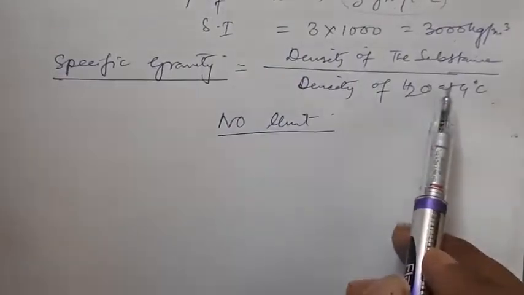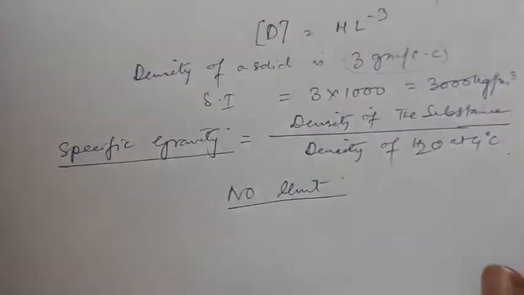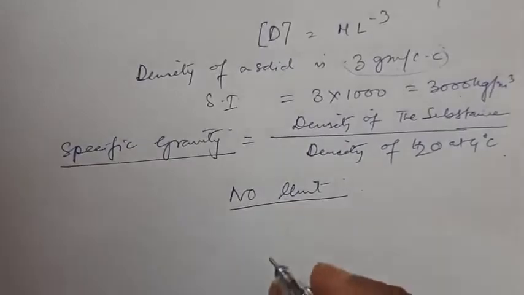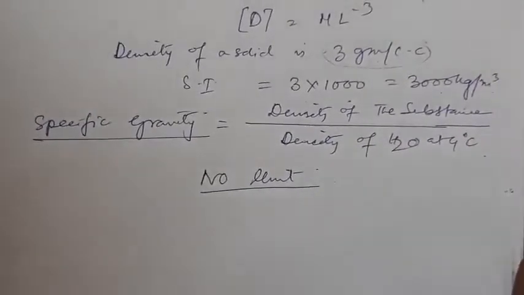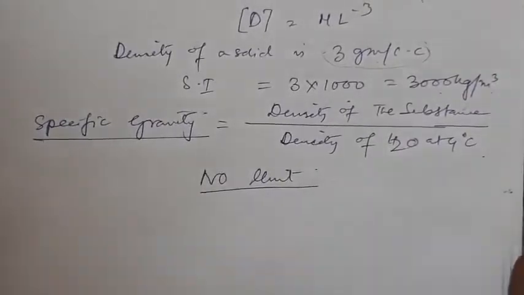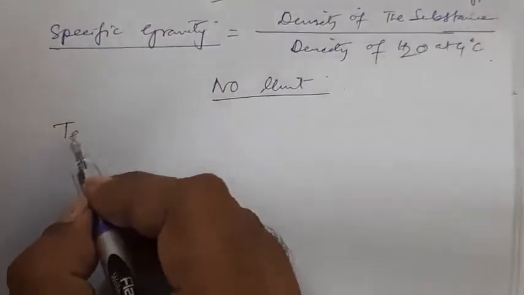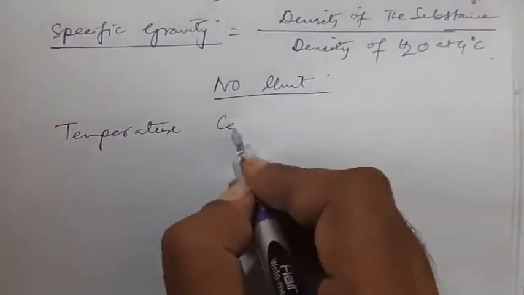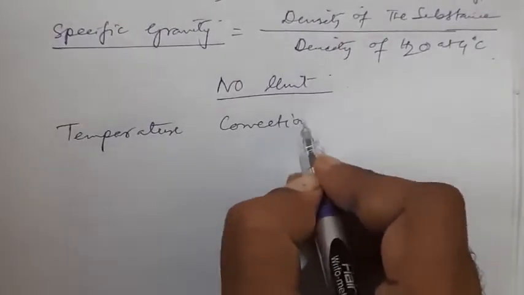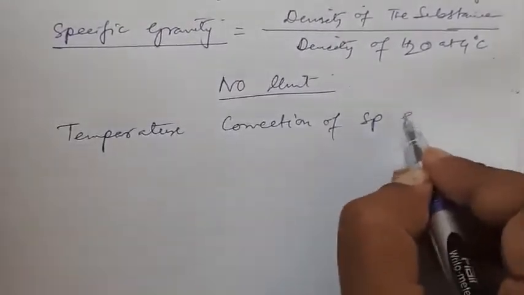at 4 degrees centigrade. But in the laboratory it is very difficult to get water at 4 degrees centigrade. So there must be a temperature correction of specific gravity. This is a new thing you have to learn here. Temperature correction of specific gravity.